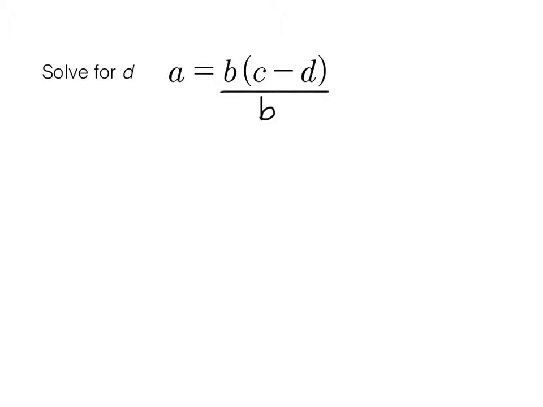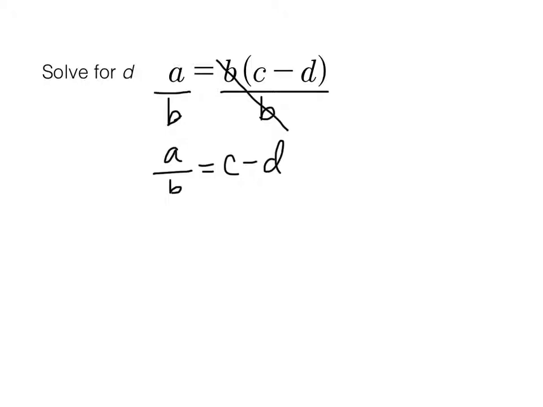I'm going to divide off the B. I don't want to distribute, because distributing will make it more complicated and harder to solve. If I divide off the B, I now have A over B equals C minus D. Now this is a little tricky because D is at the moment negative. So we're going to do something we don't normally do.